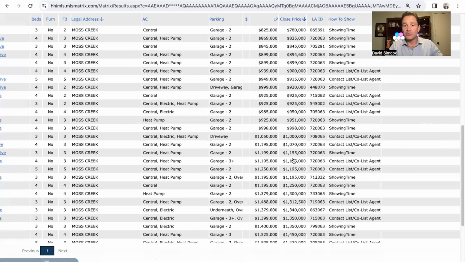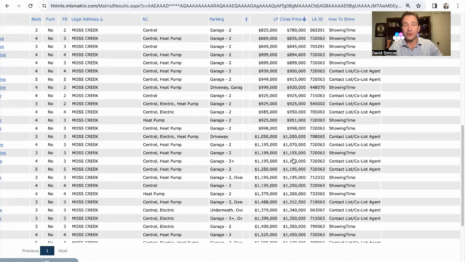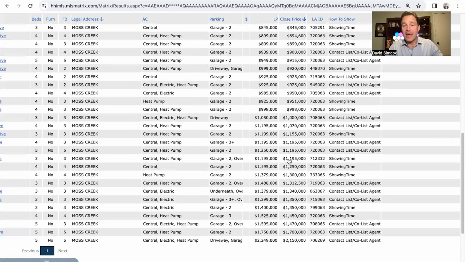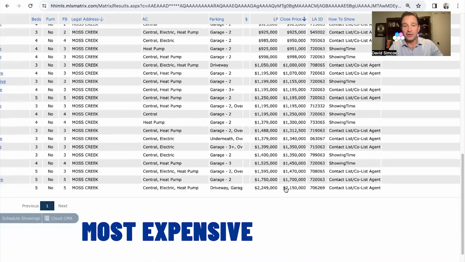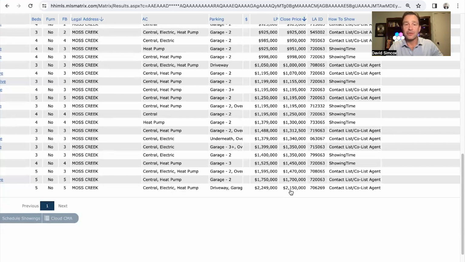$1 million to $2 million is probably about 50% of the deals. And most expensive deal in Moss Creek last year was $2.15 million. So that kind of gives you an idea of the range and the volume of transactions.